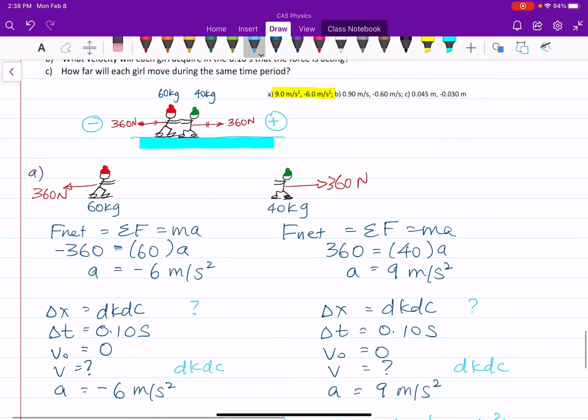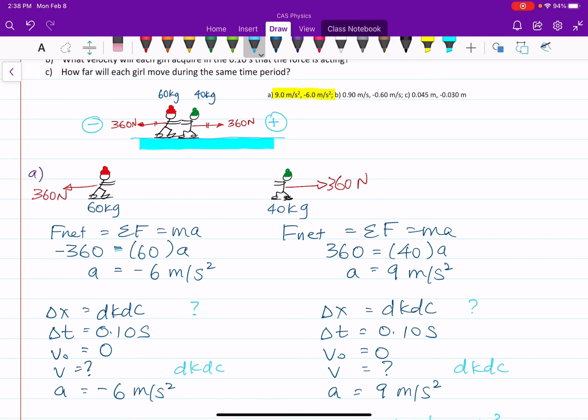I won't go through the whole thing here, but the answers are on the board. And just remember that the negative signs are reversed for my solutions that I'm doing here.